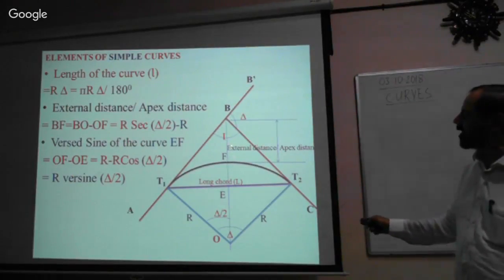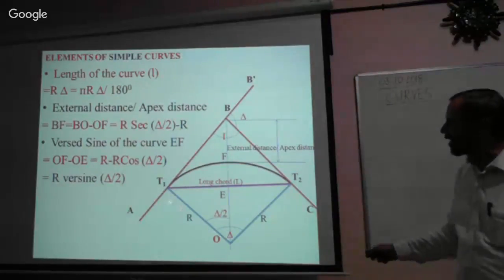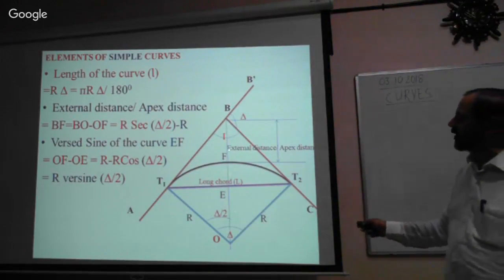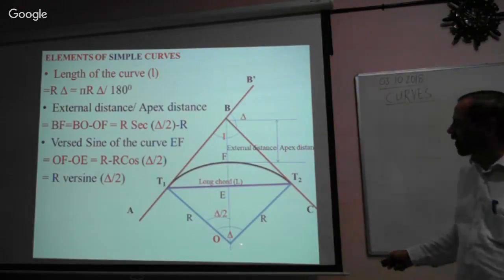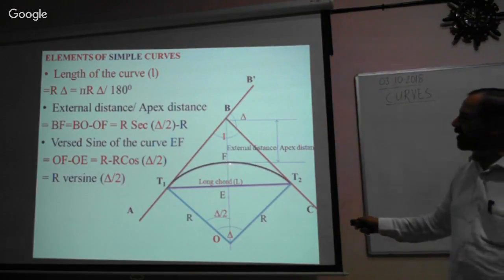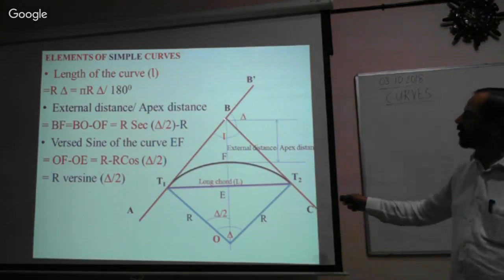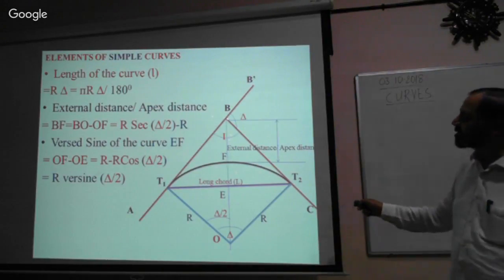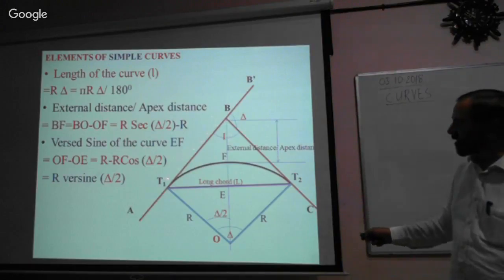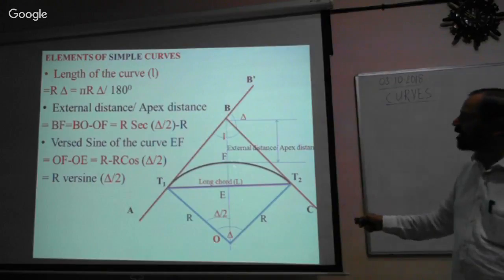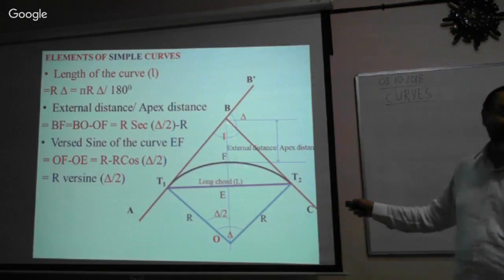Now this distance from here to here, just solve this triangle, and we know this. Now we have the distance, we can solve this. From here to here it is radius R, and from here to here it is also radius R. Now you can solve it. Consider this triangle, that is T1OB, and solve for FB, the external distance.